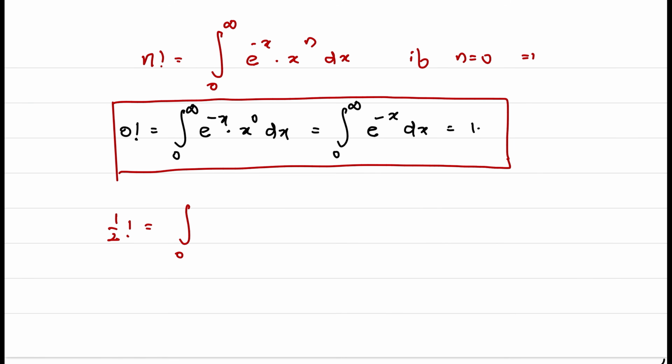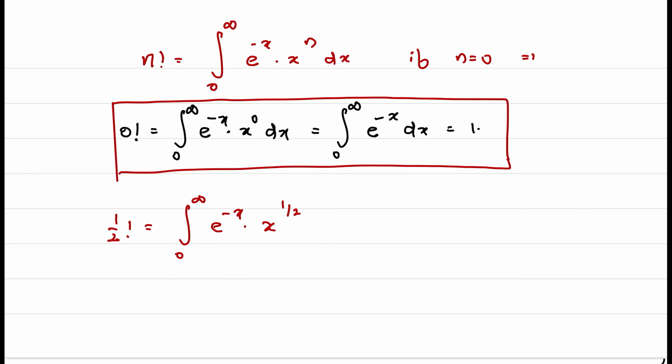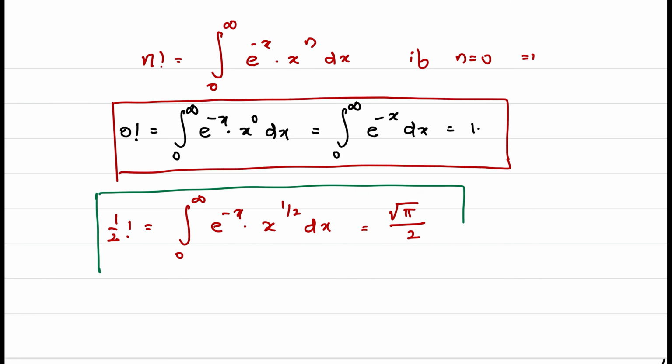Value of factorial half, that will be integral 0 to infinity e to the power of minus x into x to the power of half dx. That will be equal to, please do this mathematics on your own, square root of pi by 2. Please do this mathematics.